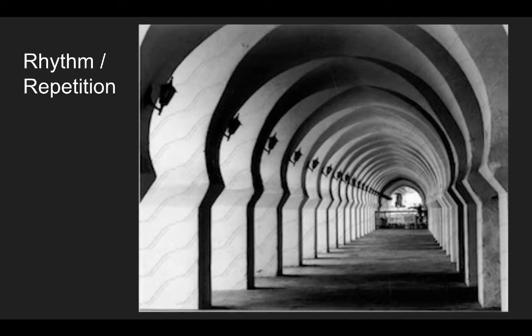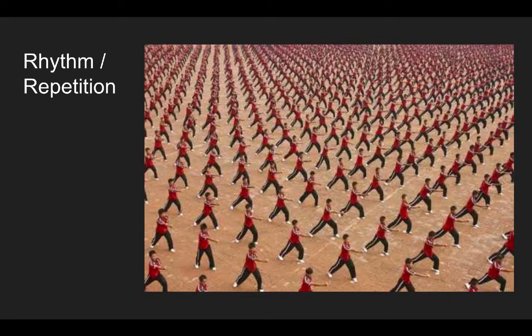Okay, rhythm and repetition, and sometimes I call it repetition and pattern, but rhythm and repetition is where it repeats itself. And that's very pleasing to the eye because we see that in nature, and we duplicate this a lot as humans in our architecture and lots of things. So rhythm and repetition.